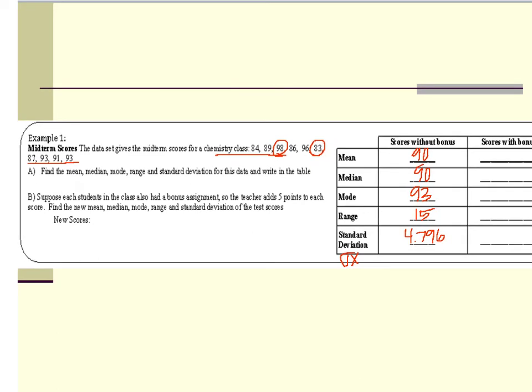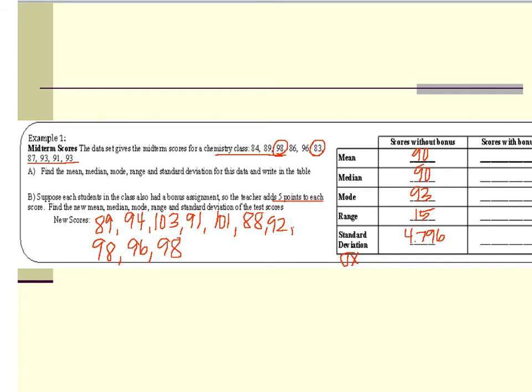Okay, now here's what I want to do. Let's say this chemistry teacher decided that if you did the bonus assignment, we would add 5 points to each score. Okay, so I take my new scores. 84 plus 5 makes 89. 89 plus 5 is 94. The next one, 103, 91, 101, 88, 92, keep going, 98, 96, 98.